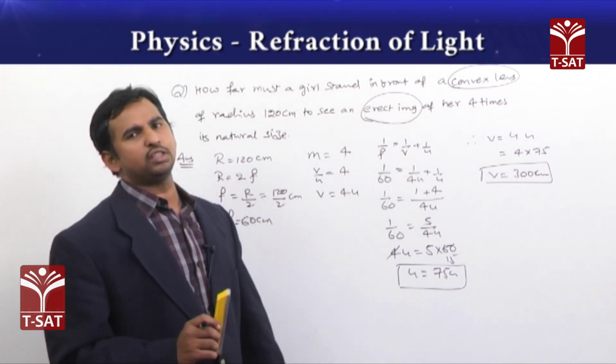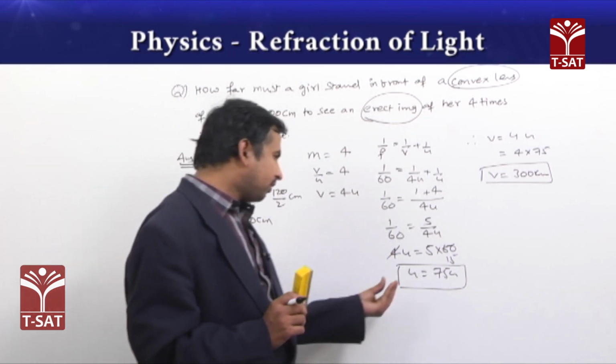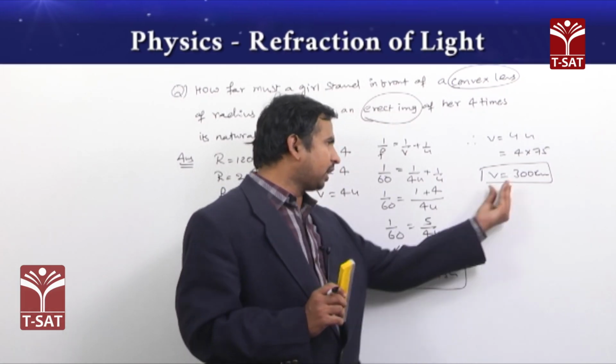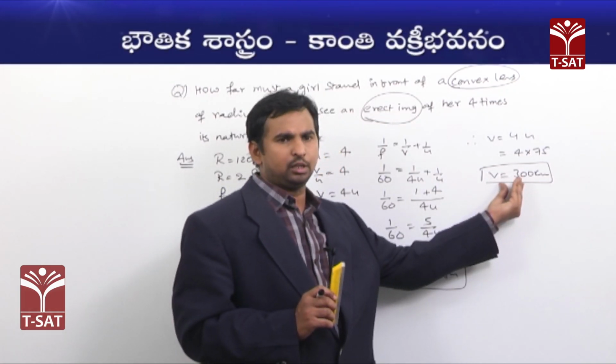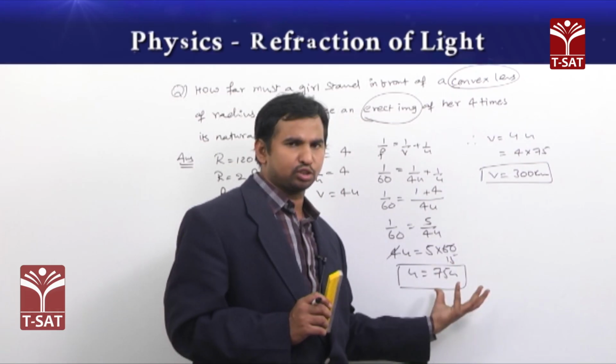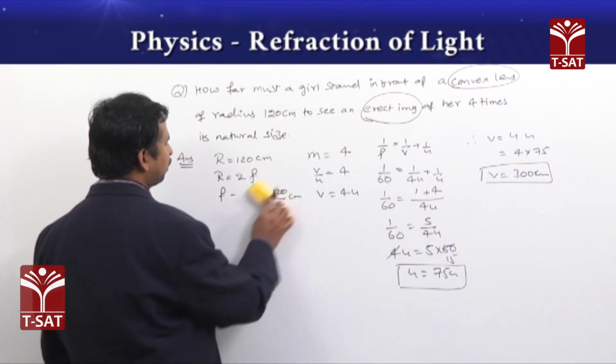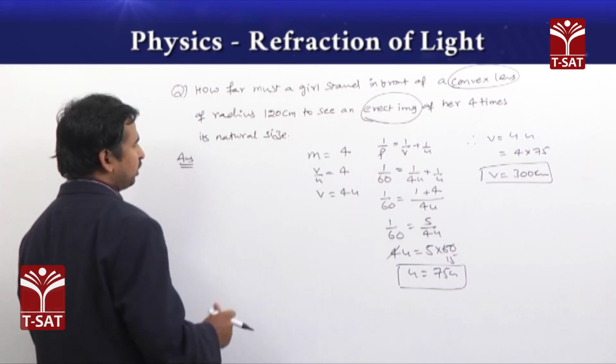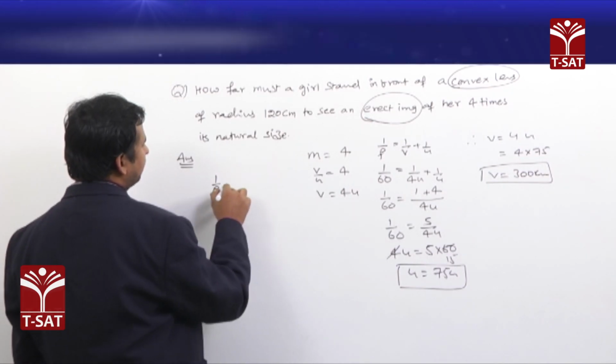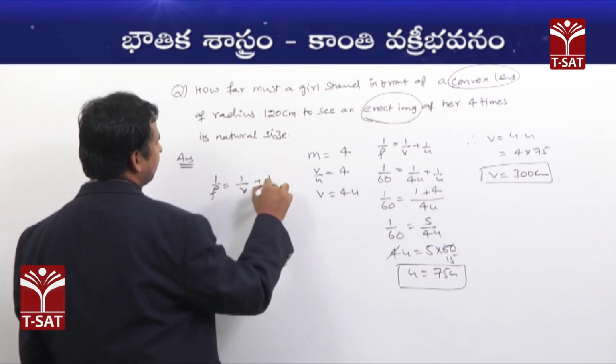If the image formed is a real image, then we have to take u is equal to 75 and v is equal to 300 centimeters, as per the usual sign convention. But as it is given that it is an erect image, we slightly change our sign convention here. Then 1 by f is equal to 1 by v plus 1 by u.